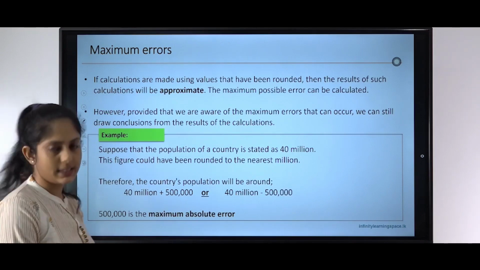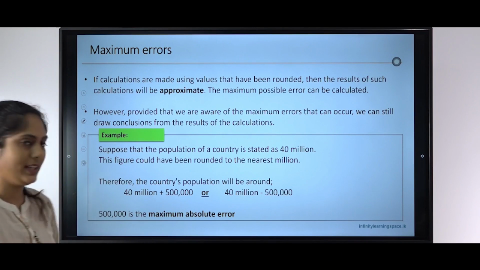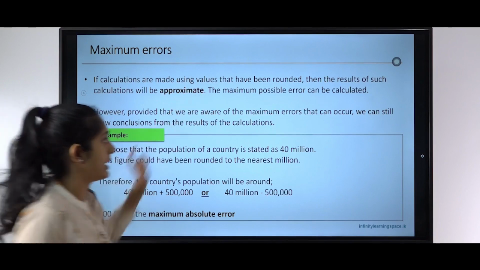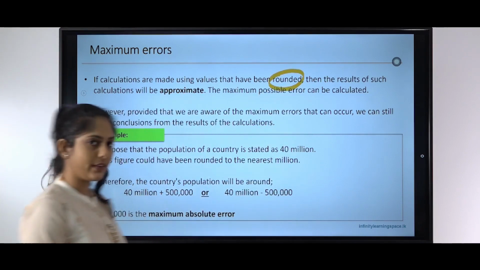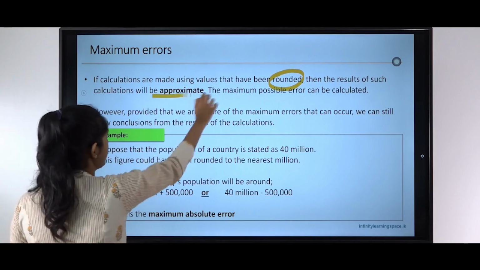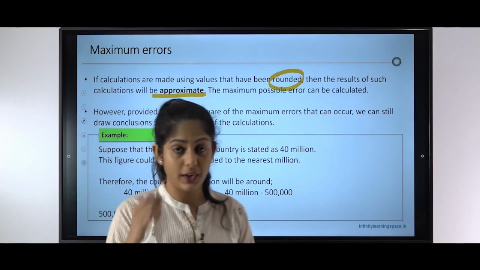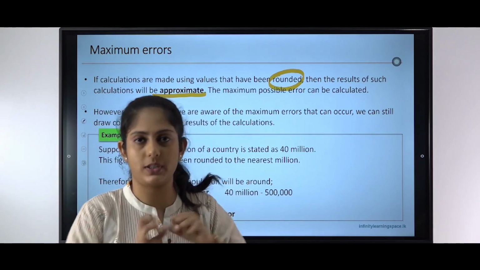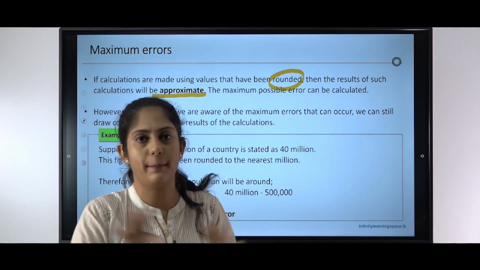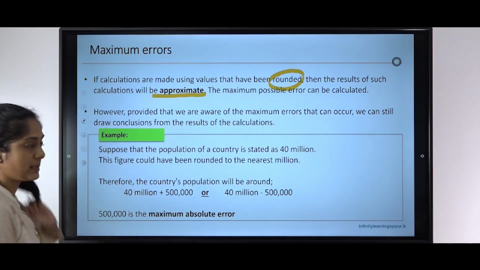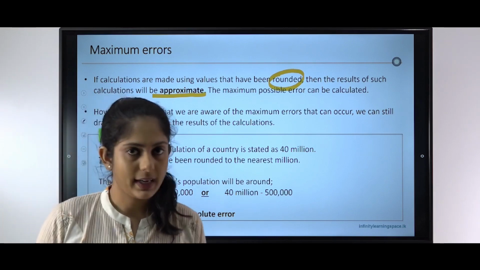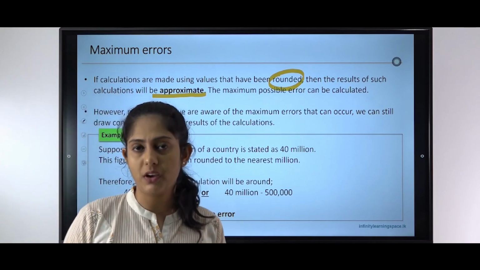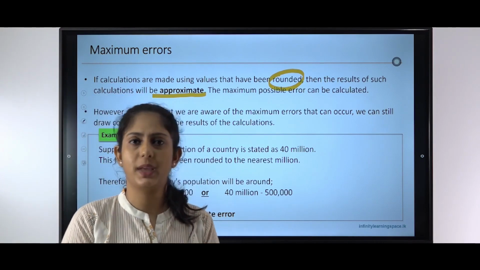So now when you do this rounding off, you can have errors, right? If calculations are made using values that have been rounded, then the results of such calculations will be approximate. So you may not find the exact answer, but this answer is going to be approximate, right? Because you rounded off here and there. So the maximum possible error can be calculated. So they might ask you to even calculate the error. So first they might tell you to round off, then say, okay, what is the maximum error we can have?